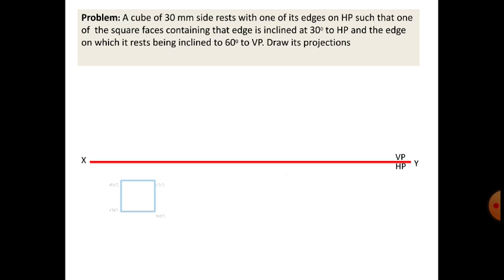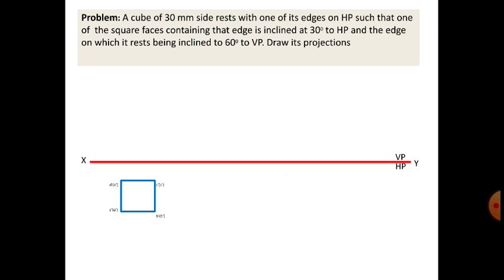First thing we have to do is draw an XY line, and in the question it is said it is resting on the HP. You can see on the XY axis line we have written VP on top, where we will be drawing the front view. In the HP we will be drawing the top view. As they have said it is resting on the HP, we will draw the 30 square on the HP.